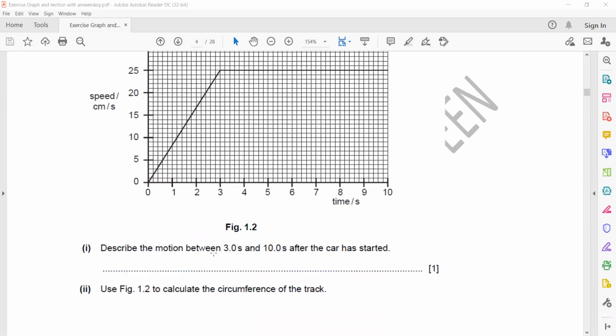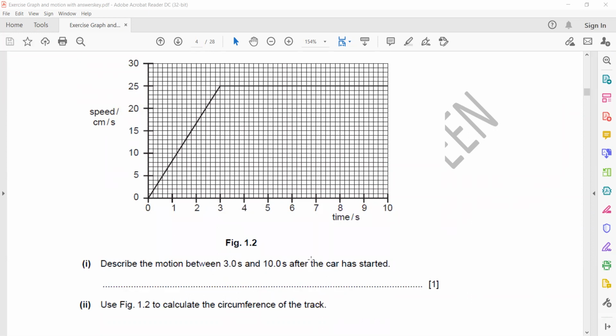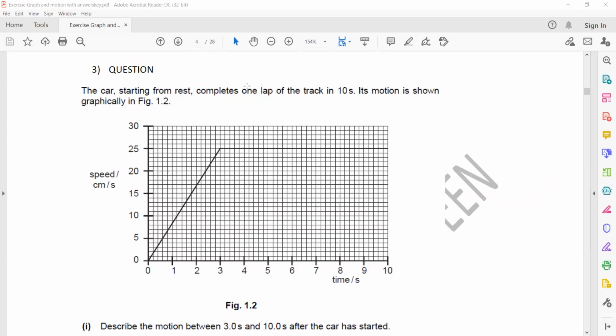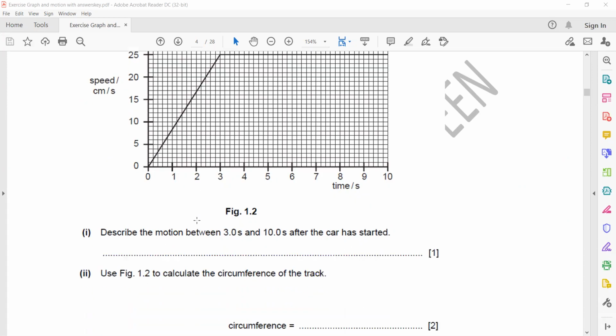The first part, describe the motion of the car between 3 seconds and 10 seconds. So from 3 seconds to 10 seconds, it's a constant speed. If the speed is constant, we can say that it is having no acceleration, or 0 acceleration. So from 3 seconds to 10 seconds, it is a horizontal line. When it's a horizontal line on a speed time graph, you can mention it is a constant speed or zero acceleration.